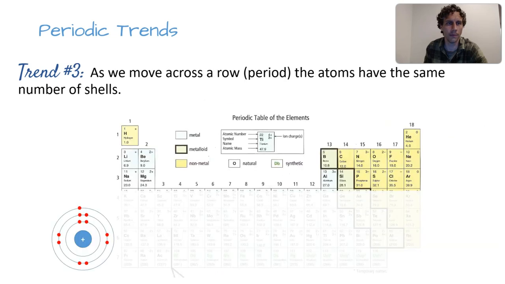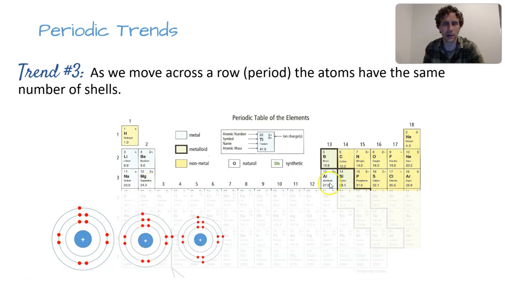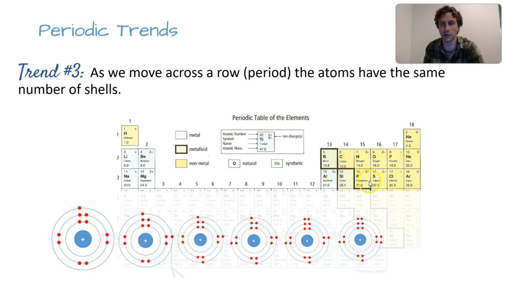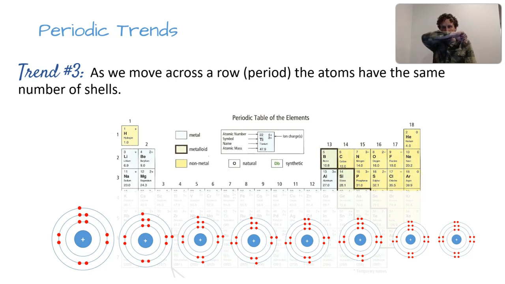Trend number 3. As we move across a row, as we move across a period, the atoms have the same number of shells. Here is our old pal sodium. Here's magnesium, aluminum, silicon, phosphorus, sulfur, chlorine, and argon. Okay, so as we move across a row, the atoms have the same number of shells. Yeah, they're all going to have 3 shells. Next period, next row, they will all have 4 shells.